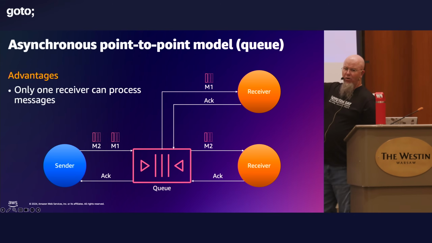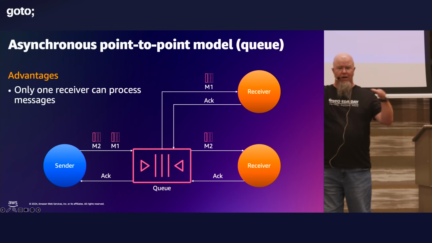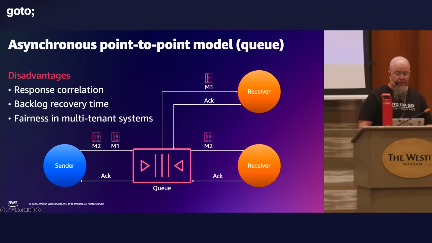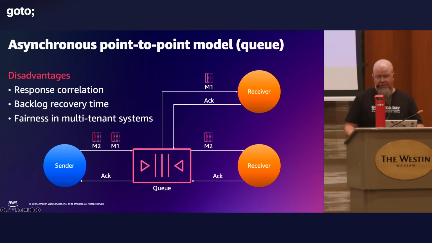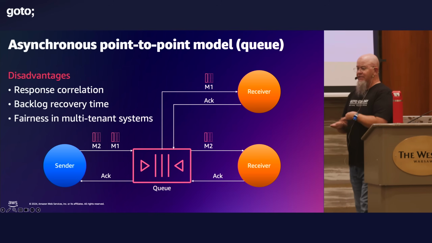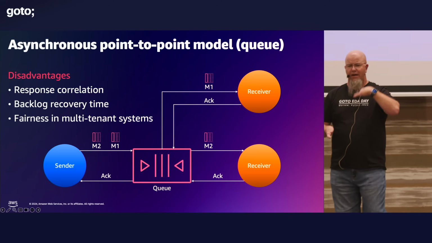I'll get into this a little more when we're talking about idempotency, but the way SQS is set up, only one receiver processes each message, or should. And in a happy path, that's the way it's working. There's a couple of disadvantages or challenges that you want to work with. One is response correlation. And if you were in it, Josh was talking about it earlier and talking about how do you get back.